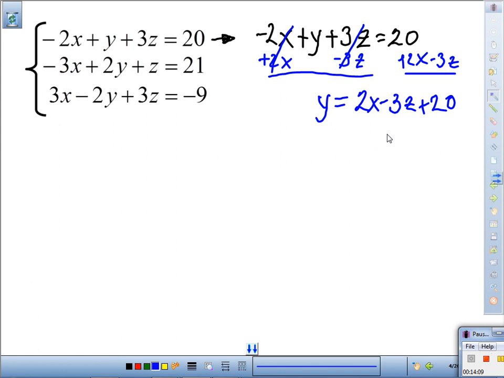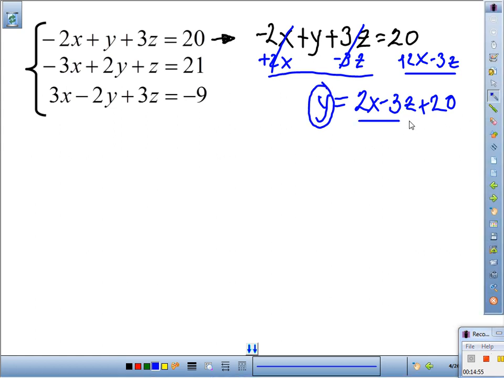Any questions on step one? No. So I use the first one, and I solve for y. So think about it. Now that it's solved for y, what am I going to do with this value to the other two equations? Substitute. That's why it's called substitution. So watch. Writing utensils down. Let me just write it out so you guys can see it.